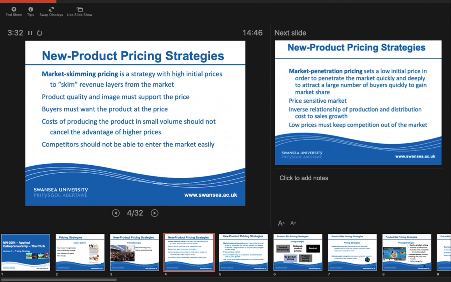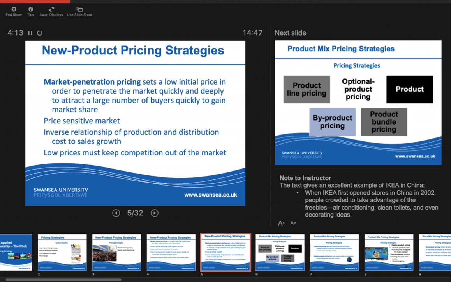Costs of producing the product, small volumes, should not cancel the advantage of the higher prices. So again, it's really good from a service perspective because the cost of production usually is quite small, and competitors should not be able to enter the market easily. Where there's a lot of competition, then usually what happens is that the price is the first differentiator that everybody tries to compete on. So if we look at it from Porter's 5 forces, the barriers to entry, one of the 5 forces, should be quite high.